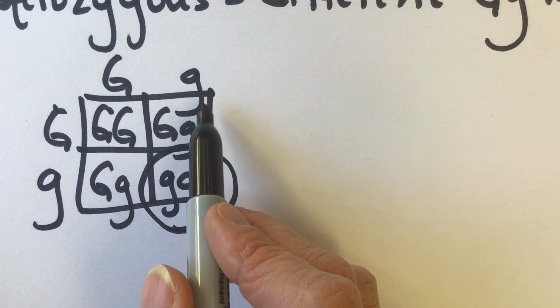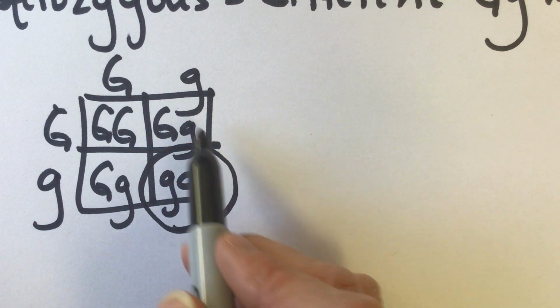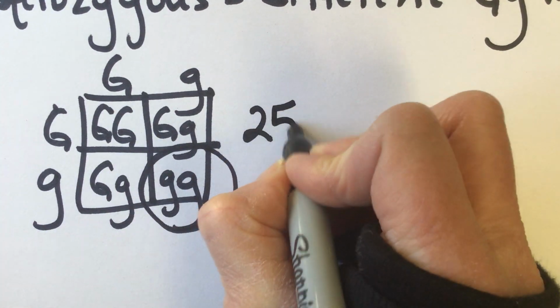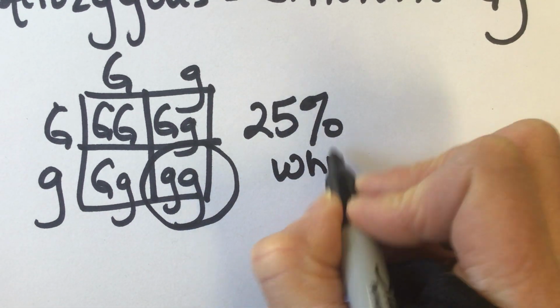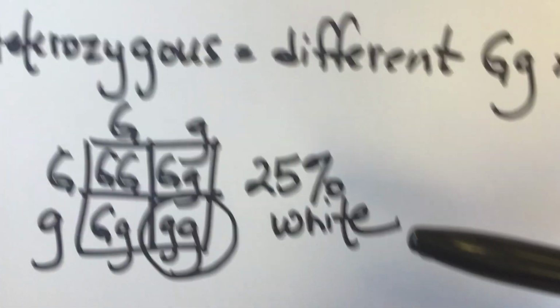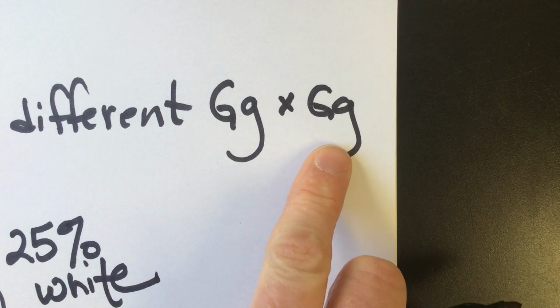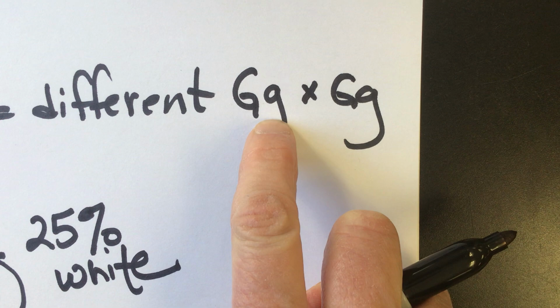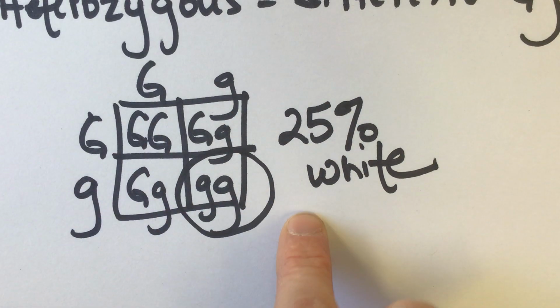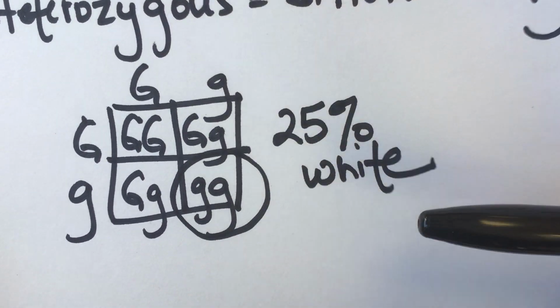The whole box is 100%. If you divide that into 4, that means each box is 25%. So 25% of the offspring will be white. So that's crossing 2 heterozygous individuals because they're capital G, small g, so heterozygous means different. I did the Punnett square and I get 25% will be white.